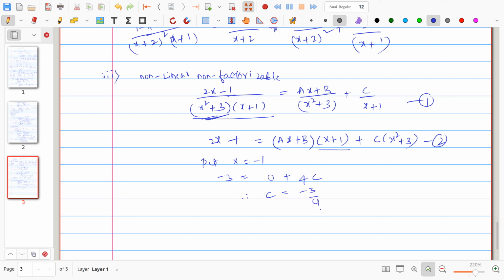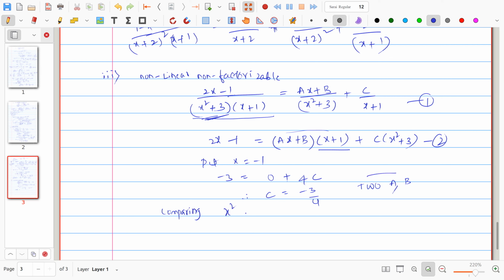C is equal to minus 3 by 4, so we got only one value. Here another two values are unknown, a and b. So here, a and b, how do we have to identify them? By comparing, as I informed before, the x square terms.